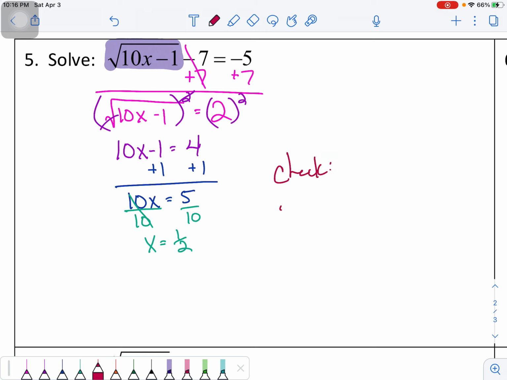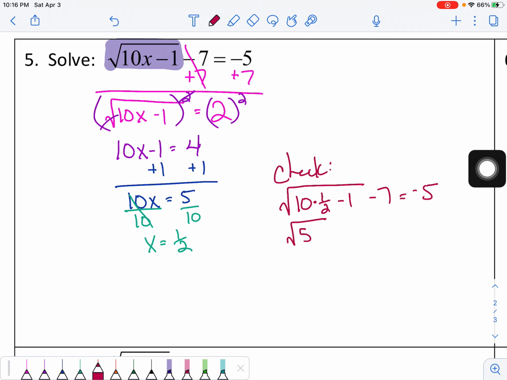All right. So I'm going to go back to the original equation that was given to me, and anywhere I have an x, I'm going to replace it with a 1/2. And so now I need to figure out what this part is. So 10 times 1/2 would be 5. So I've got the square root of 5 minus 1. So let's see, square root of 5 minus 1 would be 4. Square root of 4 is 2.